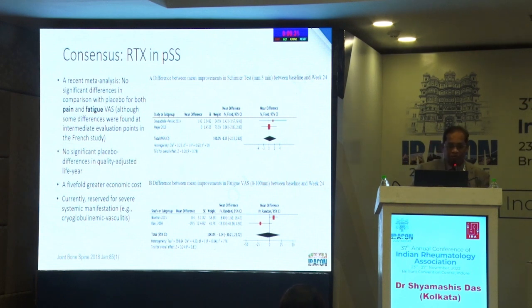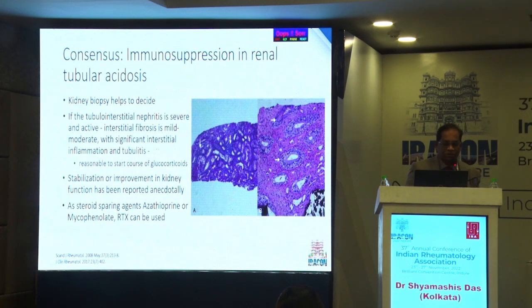Then about rituximab in Sjogren's syndrome, there are many small studies which have tried it in a total of 400 to 1000 patients. So we have enough data now for rituximab use in extra-articular manifestations in Sjogren's syndrome. A recent meta-analysis showed no significant differences in comparison with placebo for both pain and fatigue, as found at intermediate evaluation points in the French study. There was no significant difference in quality-adjusted life year, a 5-fold greater economic cost, and it is currently reserved for severe systemic manifestations. For all severe systemic manifestations like vasculitic neuropathy, ILD and demyelinating illnesses, we can try rituximab.